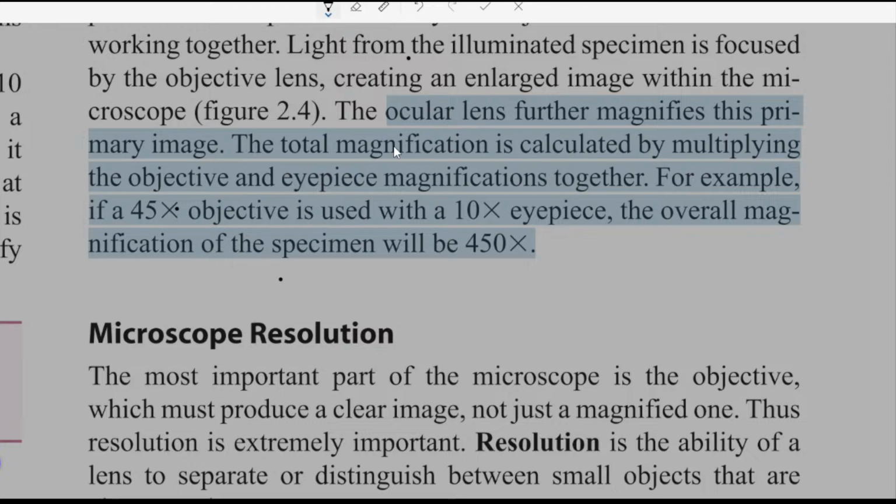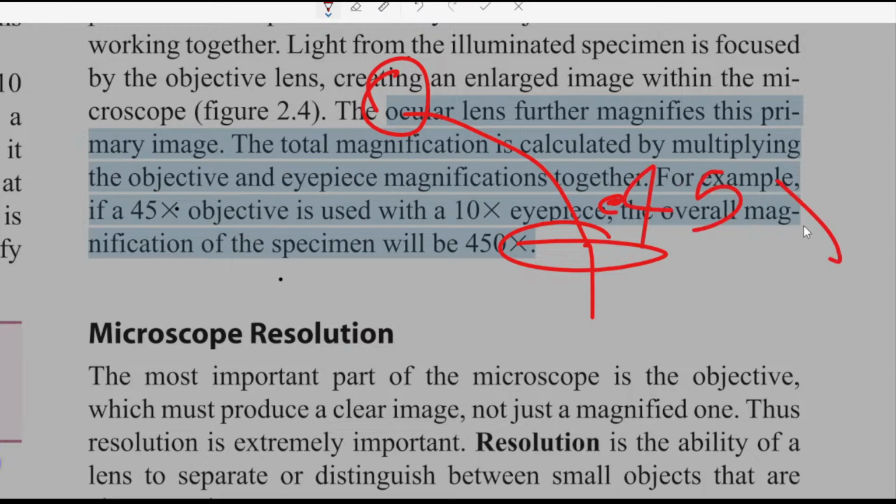because we know this is the objective lens, this was the eye lens. If there is 45x and the ocular is 10x, we have to combine them, and it is not adding, it is multiplication, because it is doubling it. Multiply it and it becomes 450x. Finish.